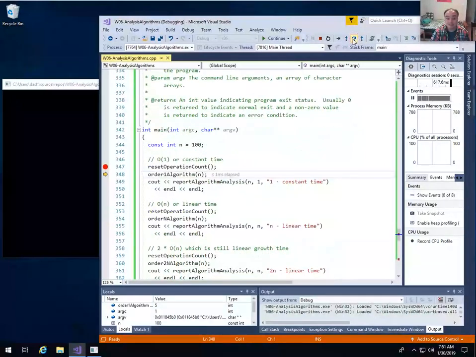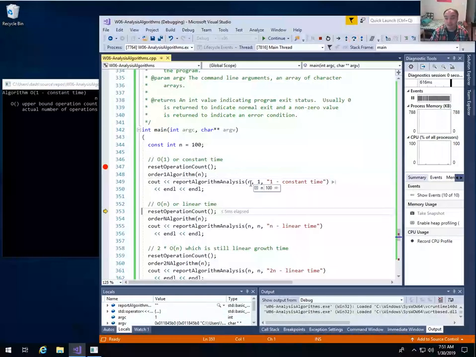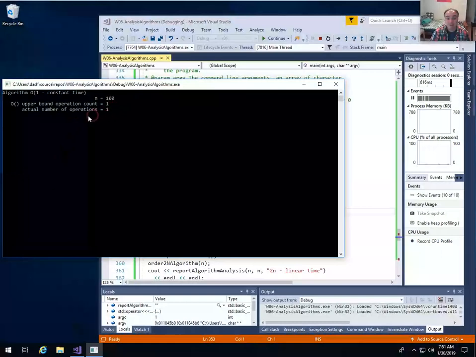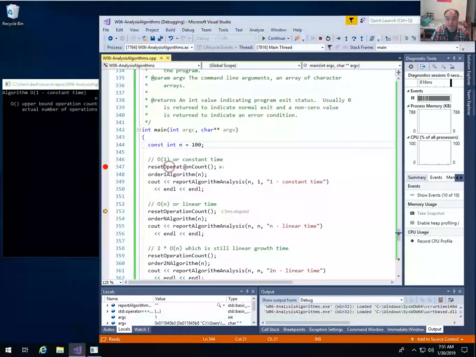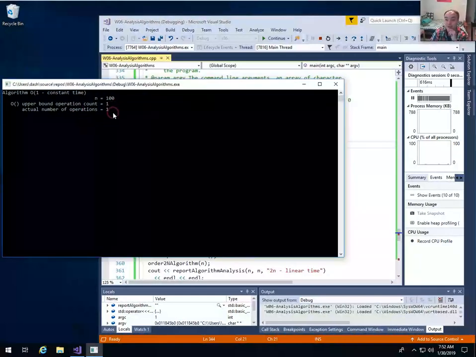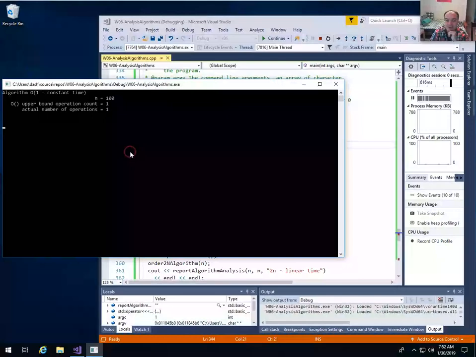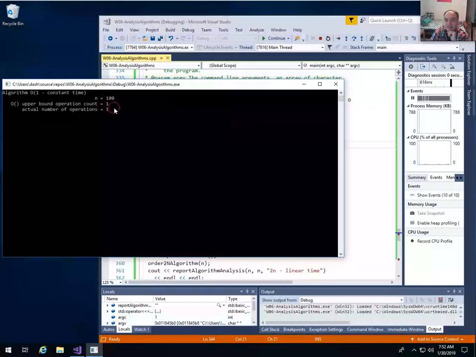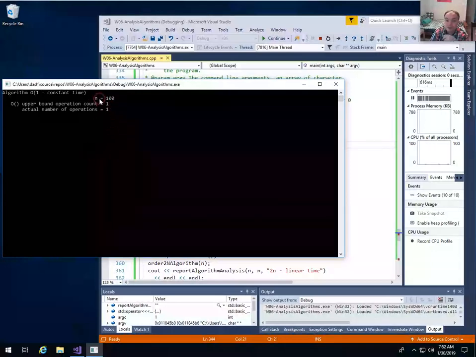All right, so if we print that out, notice that even though the input size was 100, if you look at the count afterwards, every time before I call one of these algorithms, I reset the count back to 0, and then afterwards we call this report algorithm analysis to report the actual number of operations. In this case, we had a constant time of 1. Your constant could be bigger. You could have to do 100 operations every time when you're initializing something, or 1,000. In that case, it would be O100 or O1000, but it wouldn't depend on n.